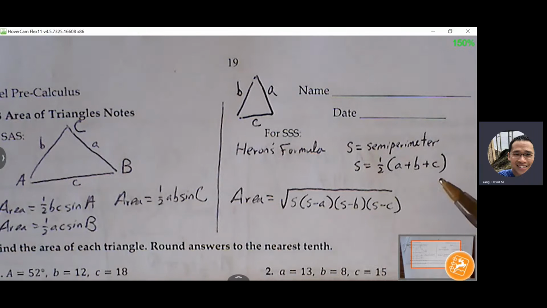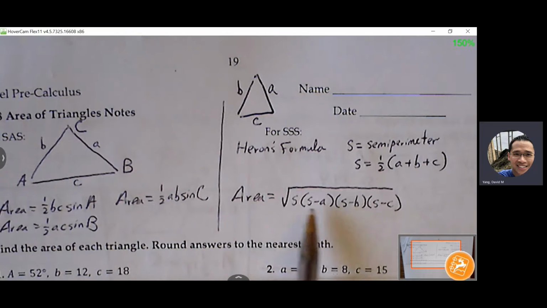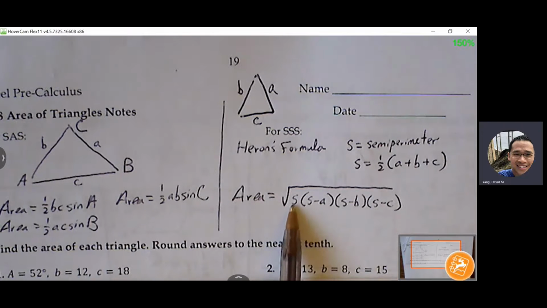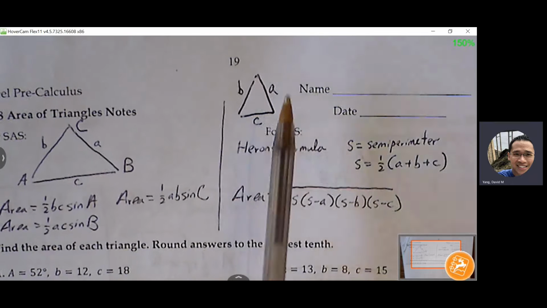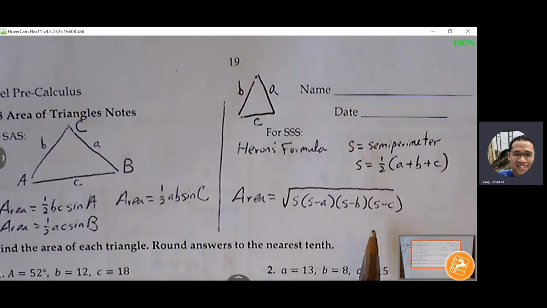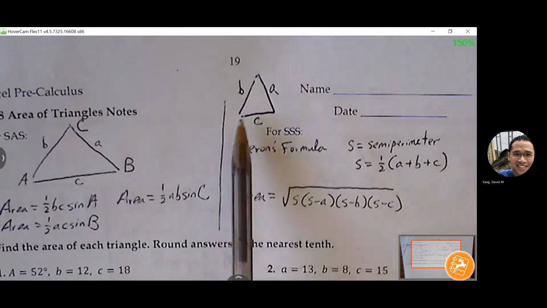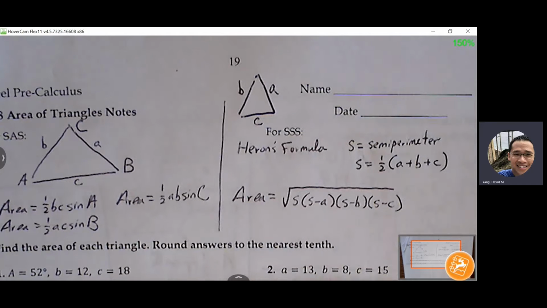Once you get that S value, then you're just going to follow the formula and enter everything into the calculator if you like. So whatever that semi-perimeter value is, that comes first. Then we do S minus A. A is one of the lengths of the triangle. Then S minus B, another length of the triangle. And then S minus C. And then all that is under the square root. So really you can just enter all this into the calculator all at once after you find the semi-perimeter.